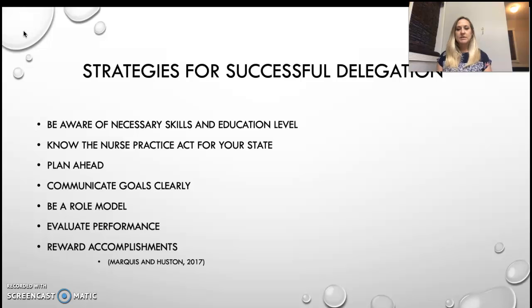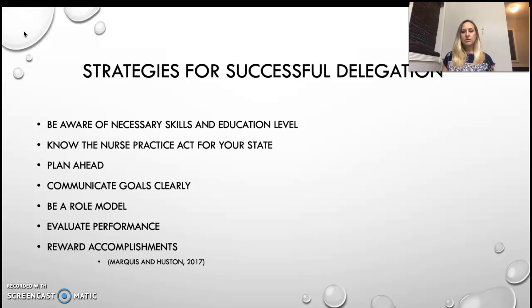Strategies for successful delegation. Several of these strategies were applicable to the previously described scenario. The necessary skills and education level were identified. You want to make sure you empower your staff to know that they're capable of performing the task, and clear goals are communicated. So we want these timeframes met each day.